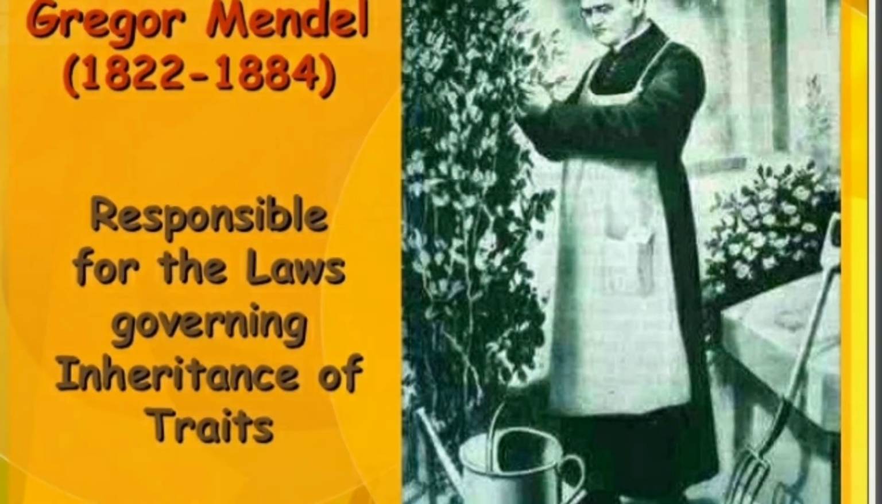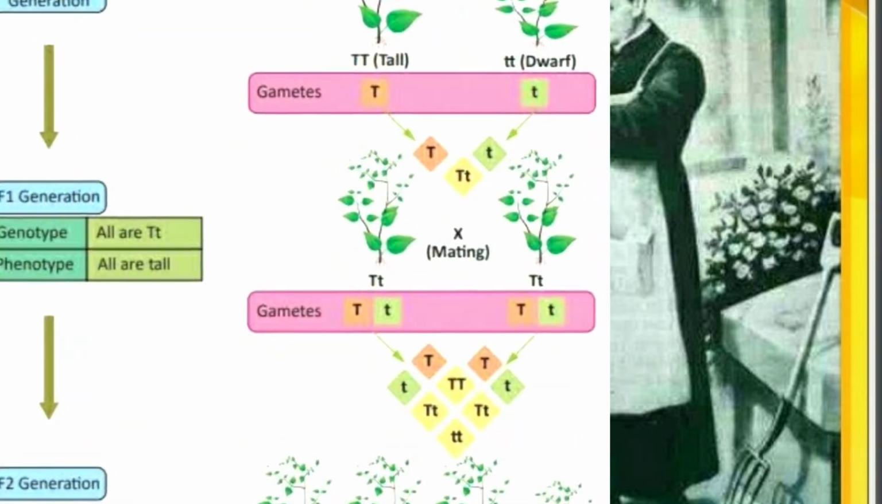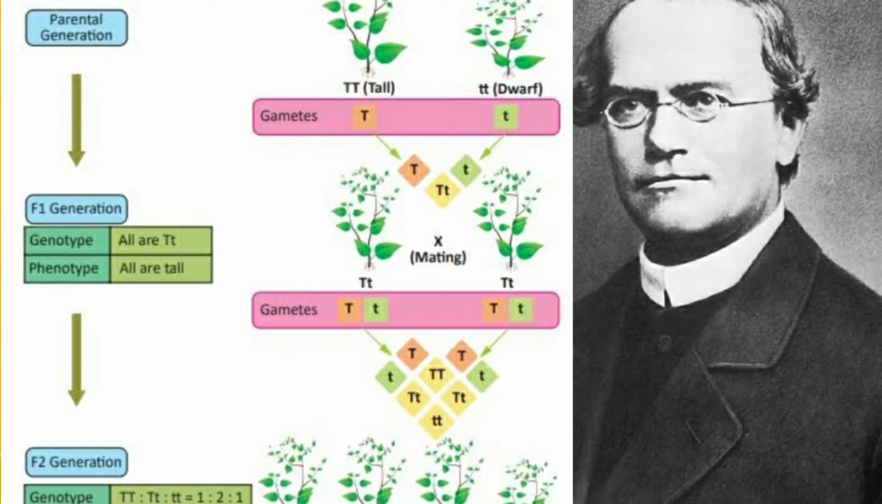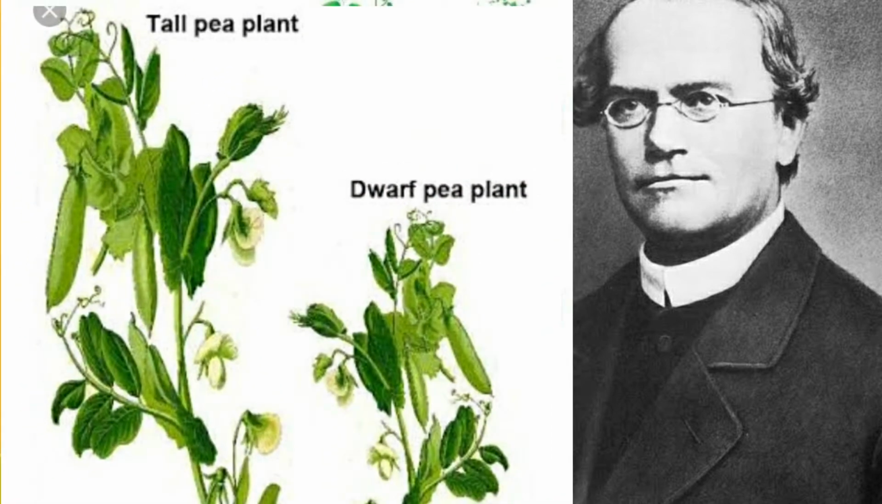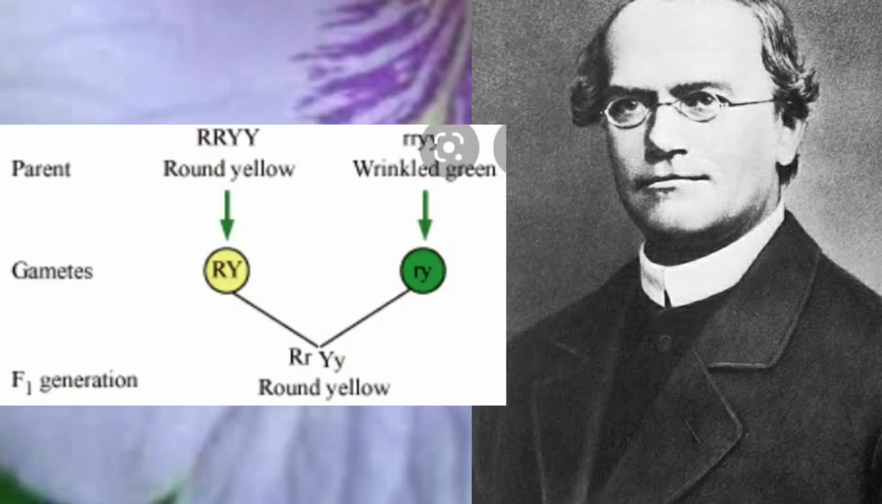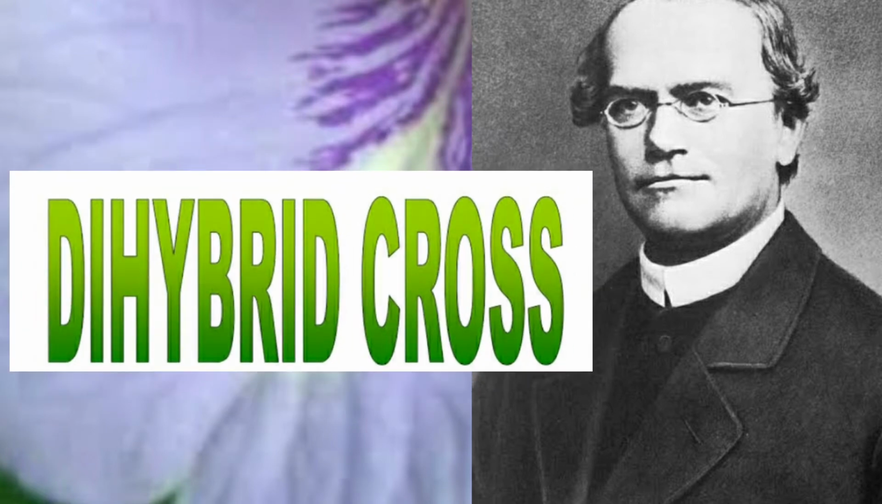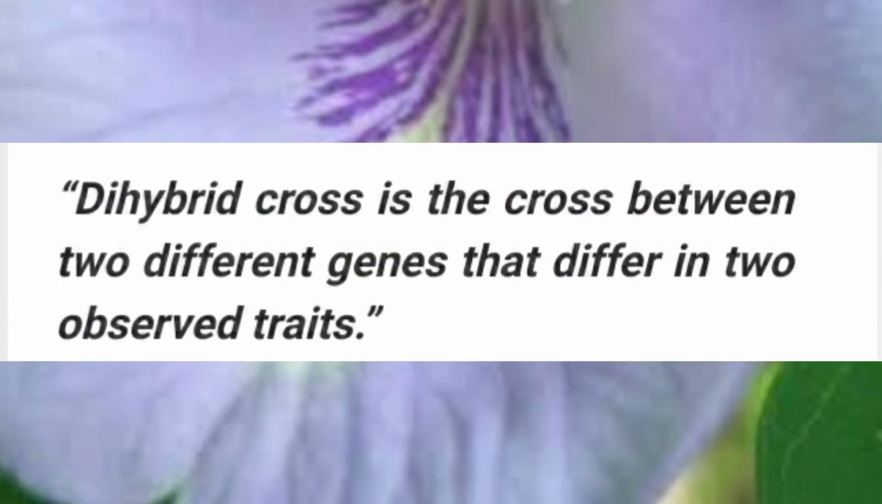Gregor Mendel is responsible for the laws governing inheritance of traits. Mendel first studied the inheritance of a gene in the plant through monohybrid cross. He considered only a single character, that is plant height, on pairs of pea plants with one contrasting trait, children. Later, he studied the inheritance of two genes in the plant through dihybrid cross.